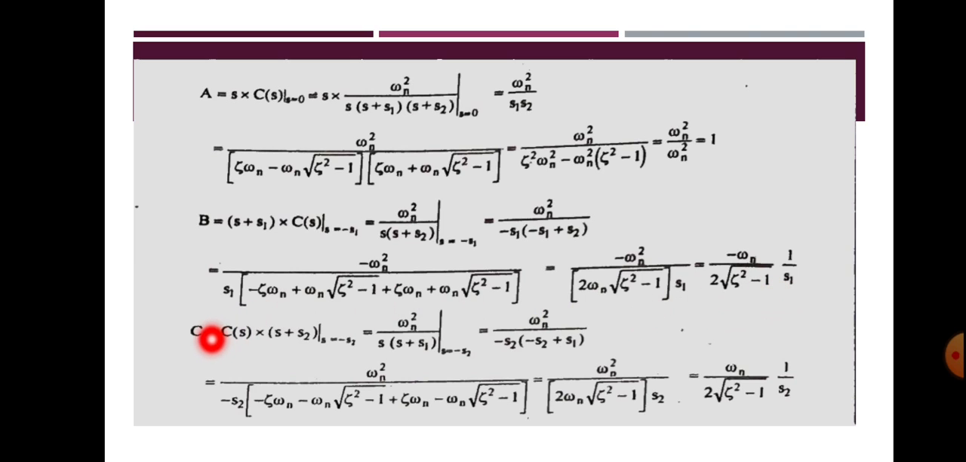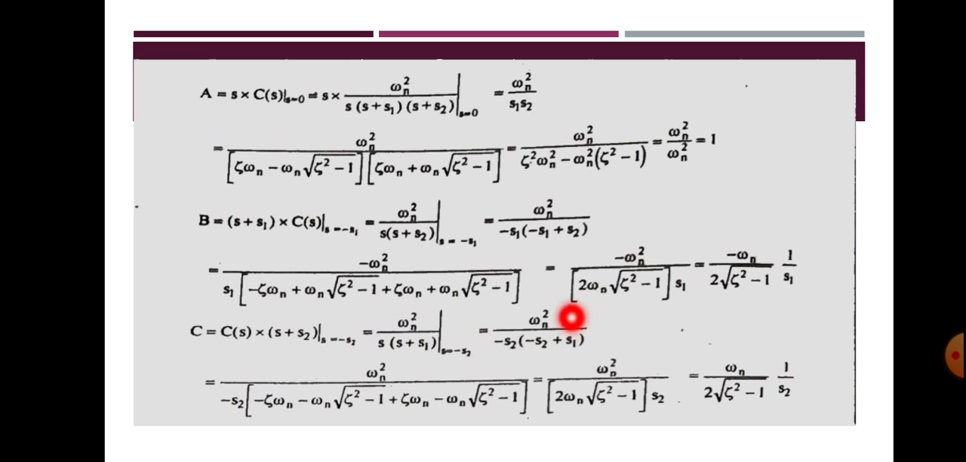And next we have to find out the value of C, and C has the same procedure for finding it, that is C = [s(s + s2)] × C(s) evaluated at s = -s2. And we can cancel the common terms from the numerator and denominator, and also we can substitute the value for s = -s2.